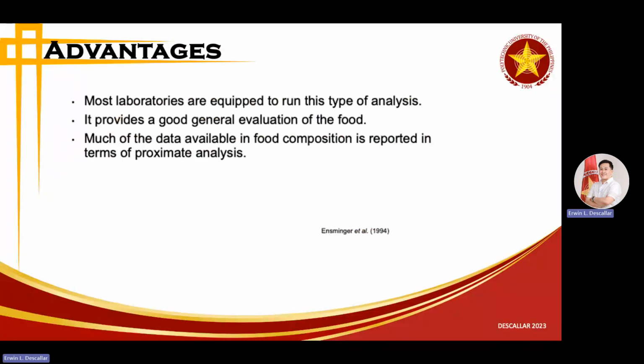Now, advantages: most laboratories are equipped to run this type of analysis. It provides a good general evaluation of the food, particularly on the content of the macronutrients present in the food sample. And much of the data available in food composition is reported in terms of the proximate analysis. For example, the food composition table. That was their basis on how they arrived at the figures stipulated on the food composition table.